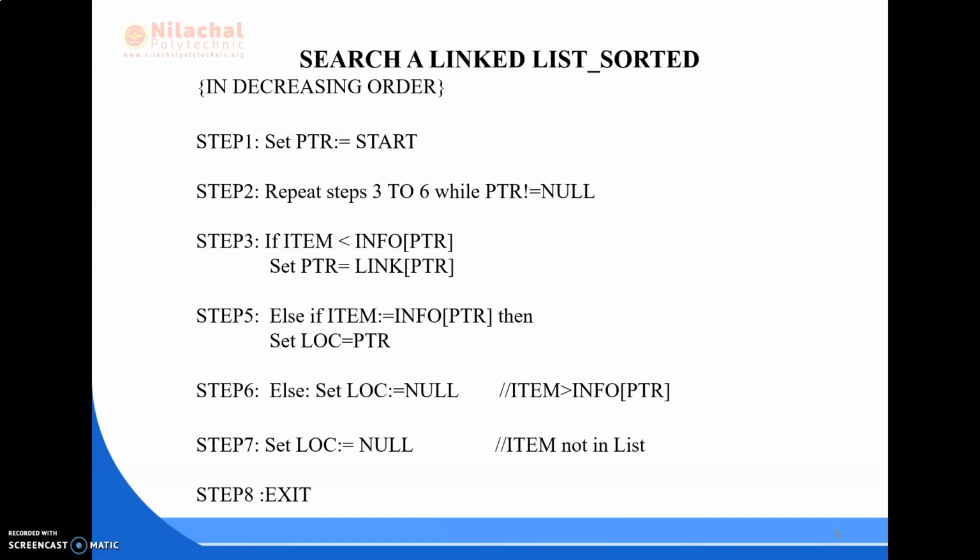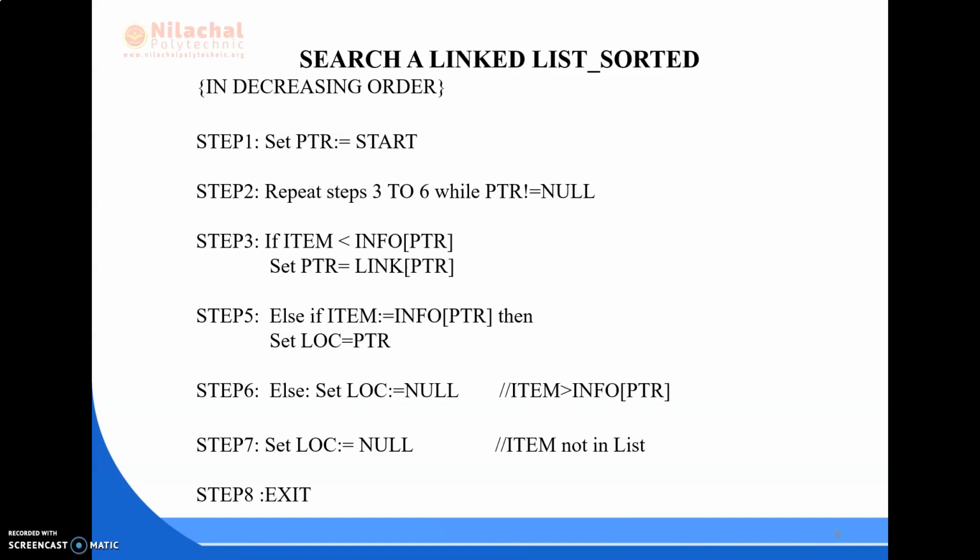In step 5, if the item is equal to the info of PTR, then we will set the location as PTR. In step 6, if the item is greater than the info of PTR, we will set the location as null. When location is set as null, that is, the item is not in the list, we will come to step 8 and we are going to exit.